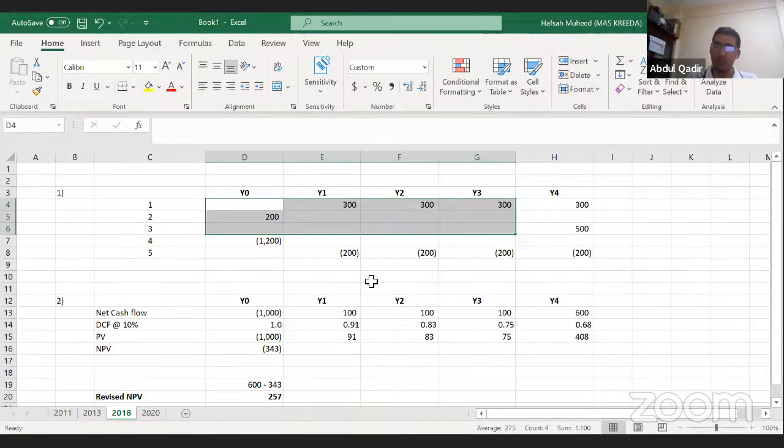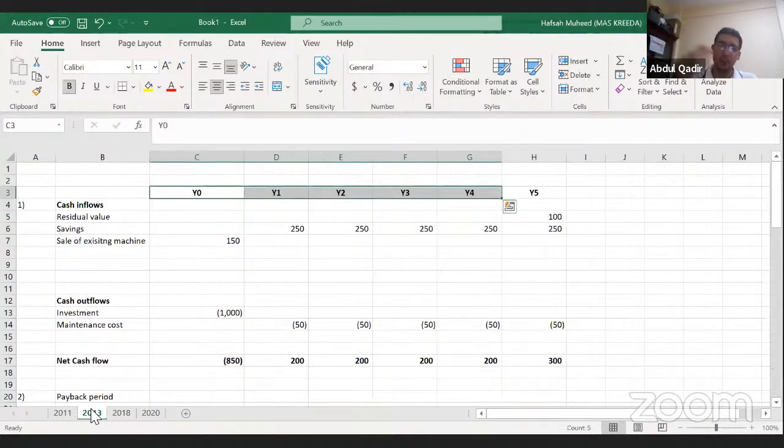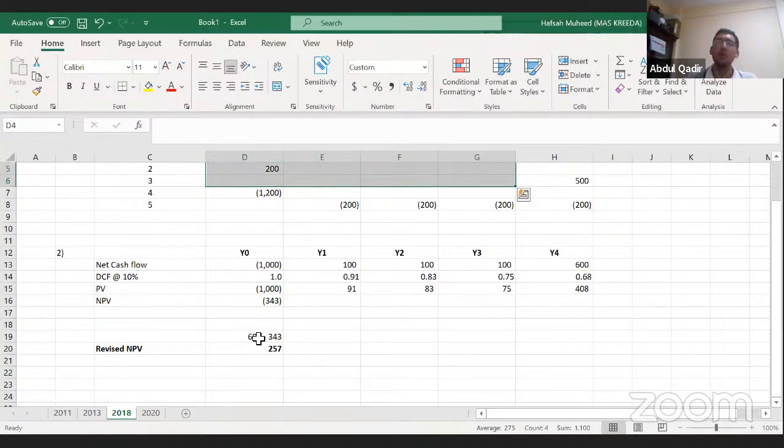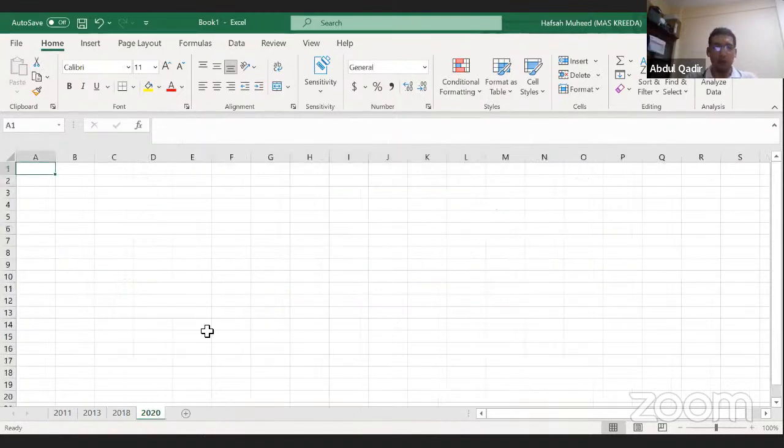So 2011, like I said, was just a start, just a question. 2013, we had all 4 methods. 2018, we had this new thing coming in where they give 2 NPVs and how do you combine it, right? The final one I want to do is the 2020 paper, which is interesting, where they have given some hidden information, and sometimes students get confused with the amount of information given, right?